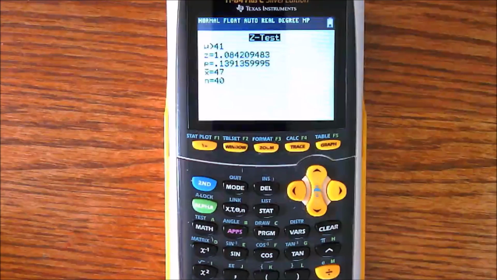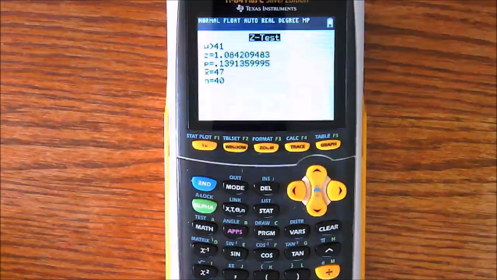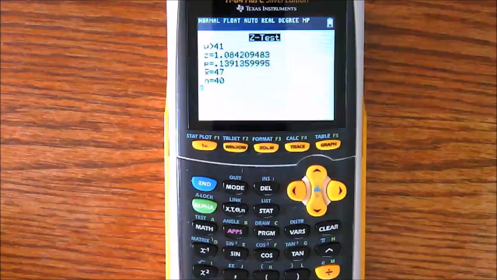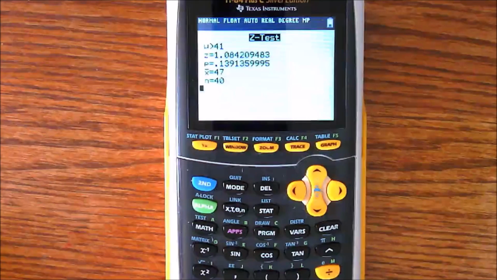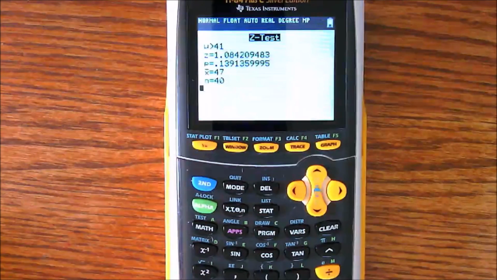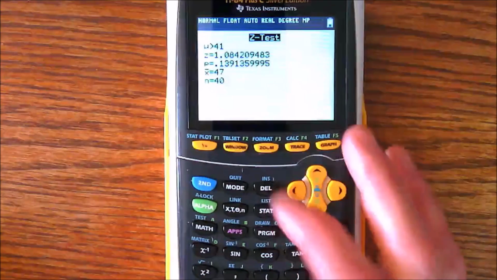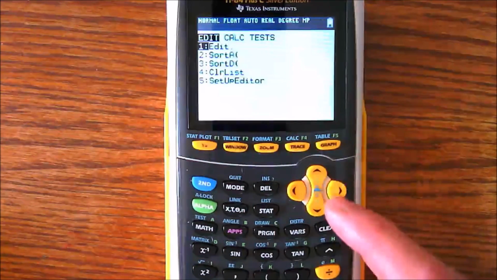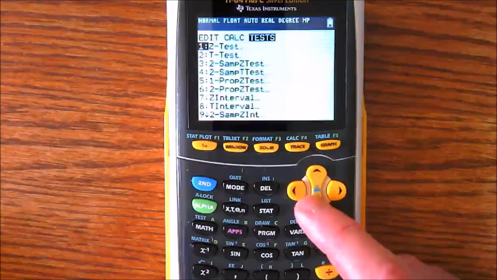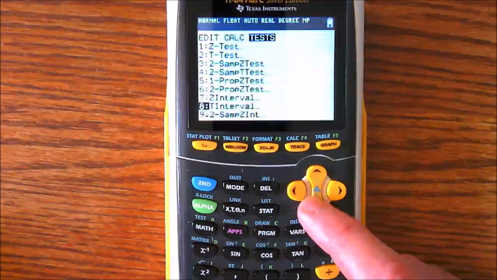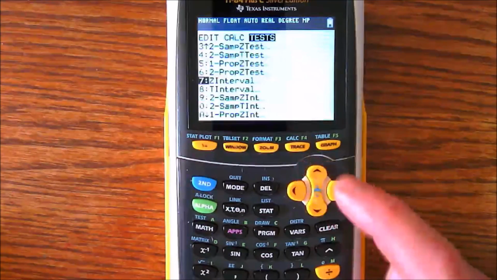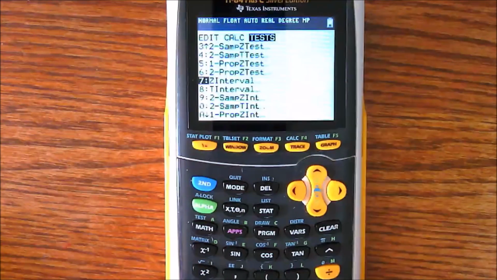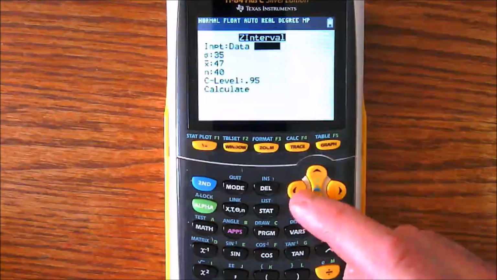0.139, 0.137, somewhere around there. Okay, now if we want to get the confidence interval, I know it doesn't specifically ask for it in the problem, but throughout the whole section here we do that, so might as well keep it consistent. So again, stat, tests, and this time this goes back to unit number 8.